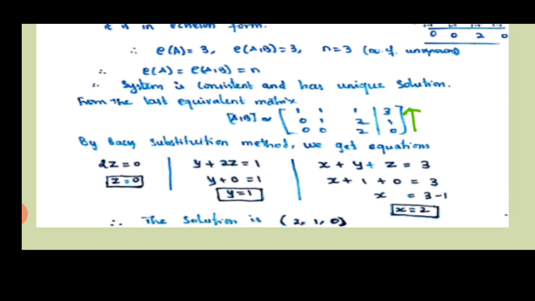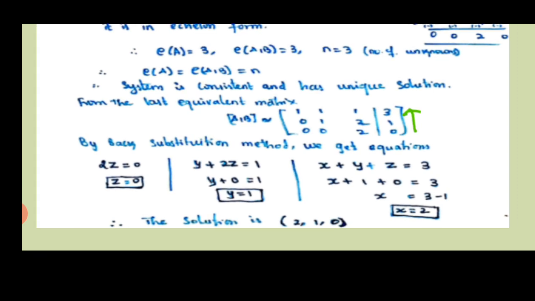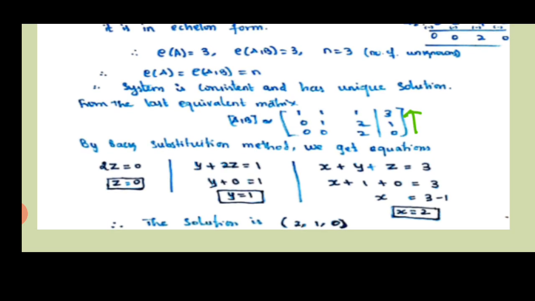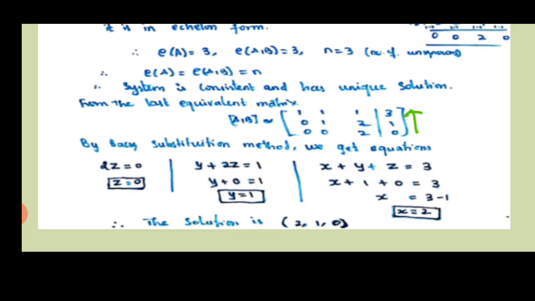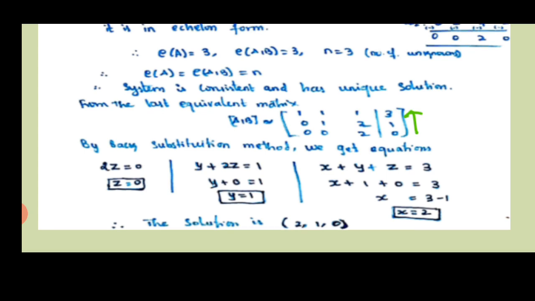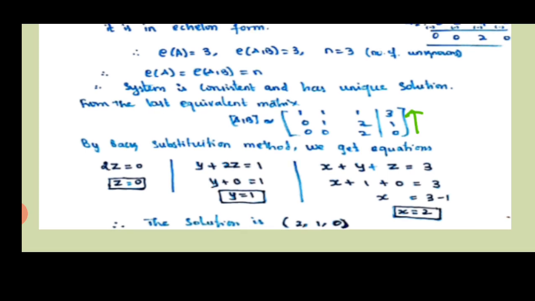And now in the AB matrix, the second row is 0 1 2 1. That means there is no x term, but we have y term coefficient 1 and z term coefficient 2. So 1y plus 2z is equal to 1. So already we got the z value 0. So that you just apply. So y plus 0 equal to 1. So you get y equal to 1.